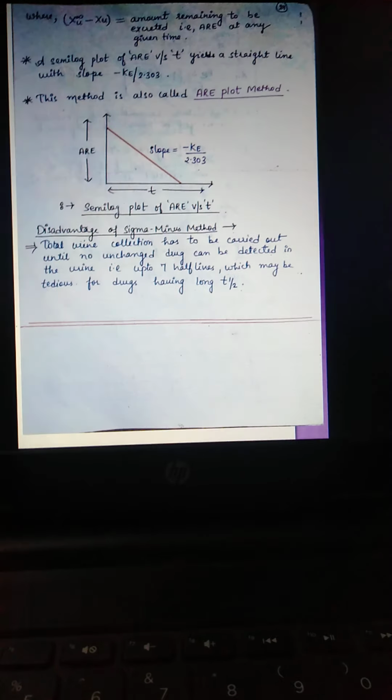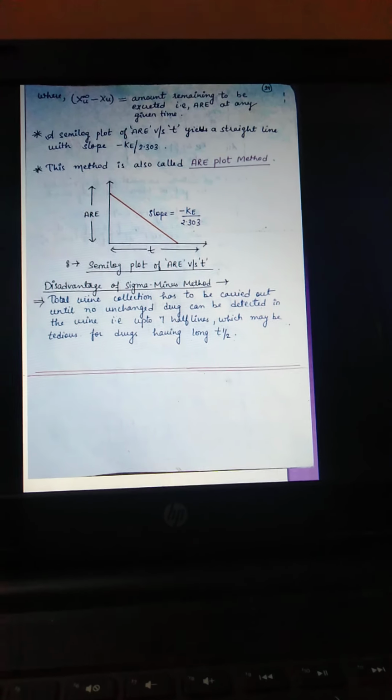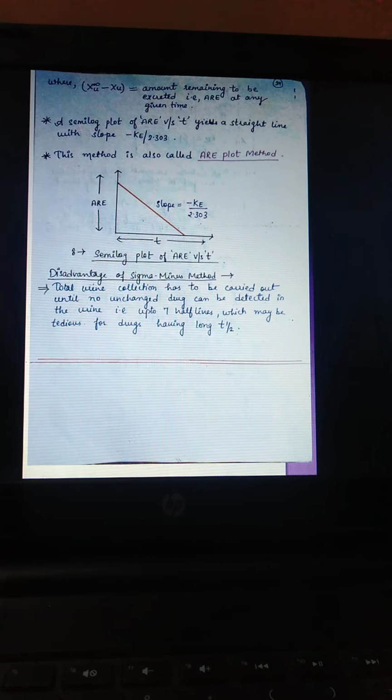This method has advantages and disadvantages also. A disadvantage of this method is that the total urine collection has to be carried out until no unchanged drug can be detected in the urine, that is up to 7 half-lives, which may be tedious for a drug having a long half-life.